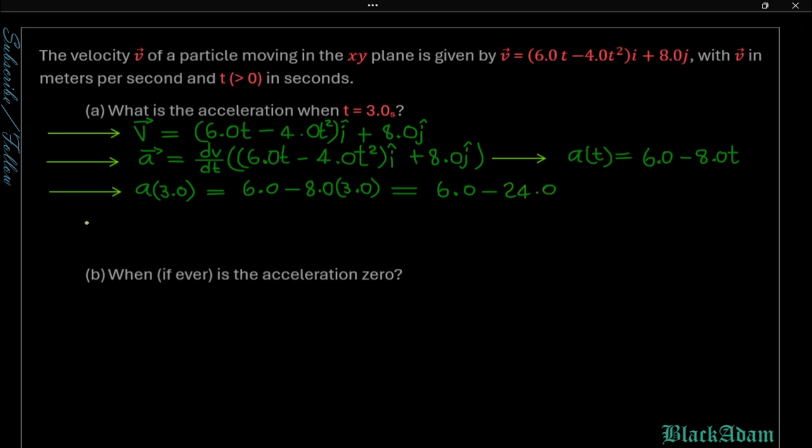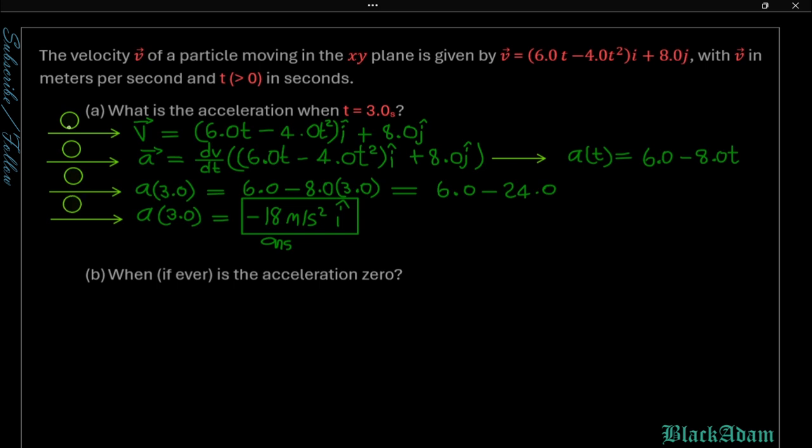That gives us negative 18. So the acceleration at time 3 seconds is negative 18 meters per second squared, and that's horizontal. We no longer have the vertical acceleration. So that's the first step: the equation that we have. Second step, we substitute and find the derivative. Third step, we simplify, and fourth step, that's our final answer.